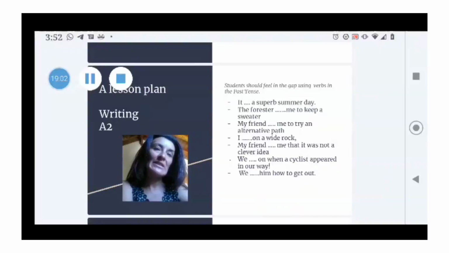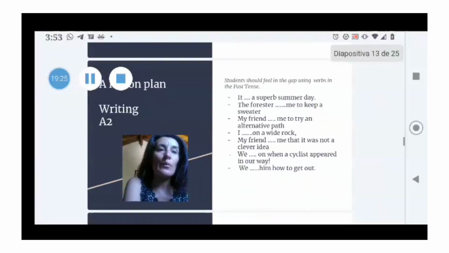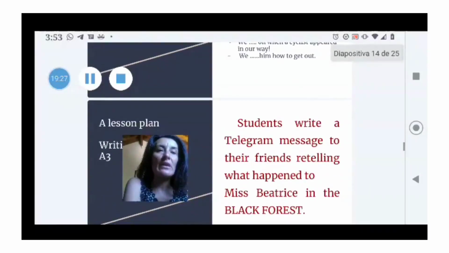After the reading activity, the students must complete this fill in the gap exercise. That will be their first writing. And in this exercise, they have to complete sentences such as "It a superb summer holidays." All these sentences are truly connected with the previous text.